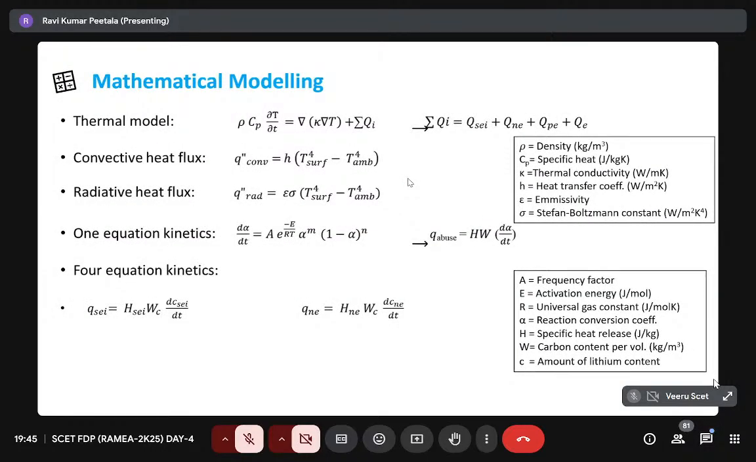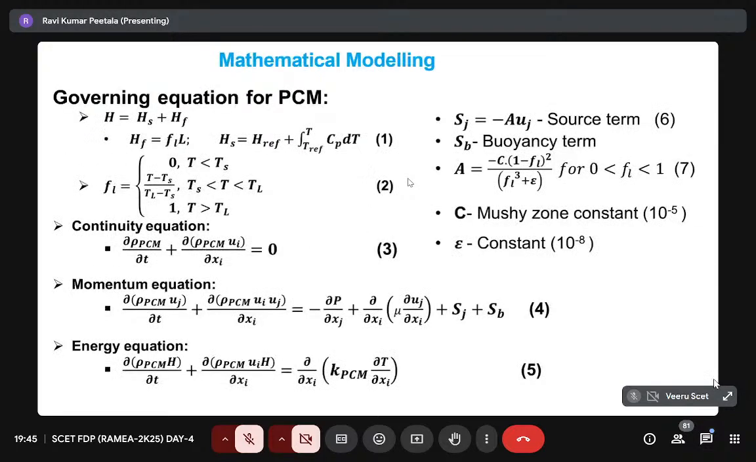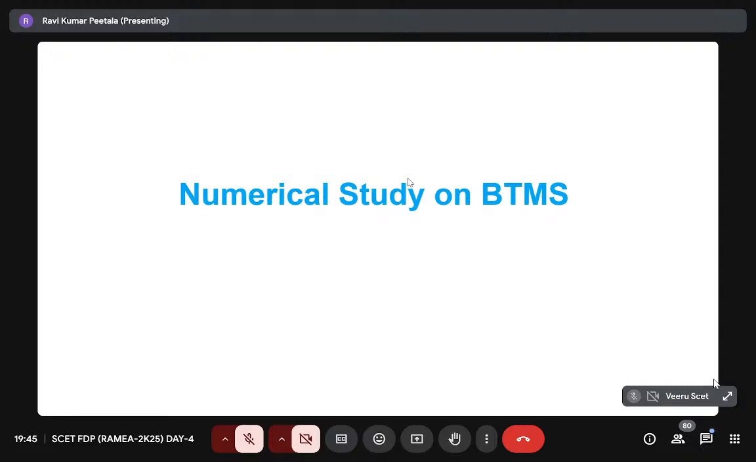So these are the mathematical equations we use to study the thermal heat transfer distribution within the cell, and these are the mathematical equations for the PCM. These are the governing equations: continuity, momentum, and energy equations.